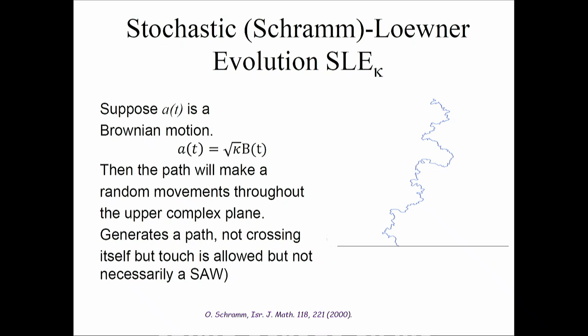When you put in a Brownian motion, you no longer get just a simple path. You get a collection of paths, which are stochastically generated. So he said, put Brownian motion instead of A. And of course, this is Brownian motion with variance equal to 1. So I put a square root of kappa to get any variance I like. And now the question is, what do I get? I get random paths like that, starting at a point on the real axis. Usually we take it to be the origin, and it goes up.